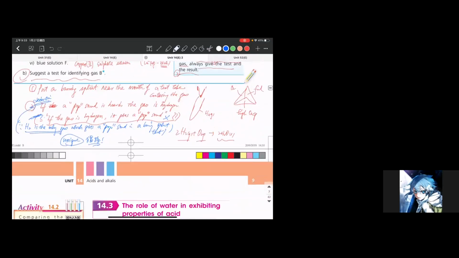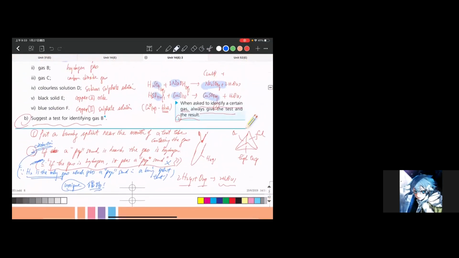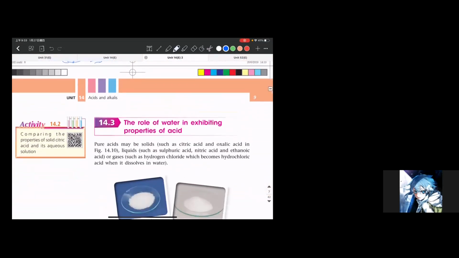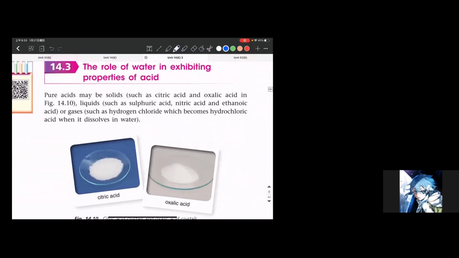If all those are finished, we come to this. You understand? So you do the same tricks on carbon dioxide. If you are asked to identify gas C, you use the proper chemical test. So we come to 14.3, the role of water in exhibiting the property of acid. We would spend some time on seeing the video, to talk about the role of water in exhibiting the property of acid.